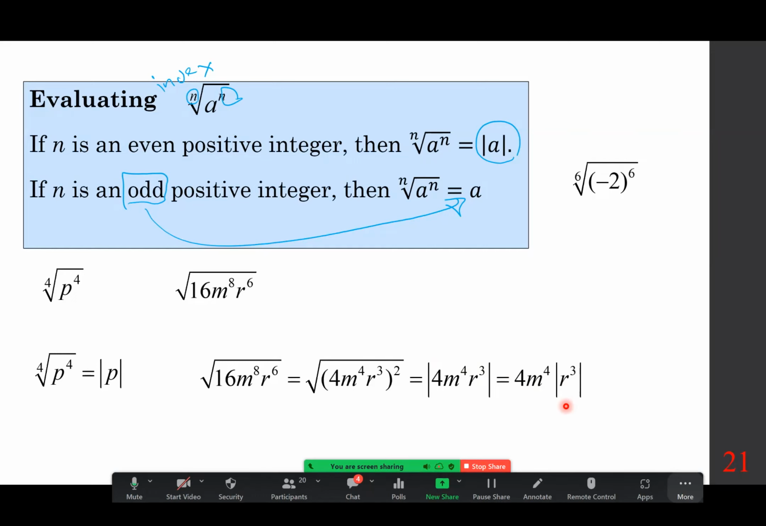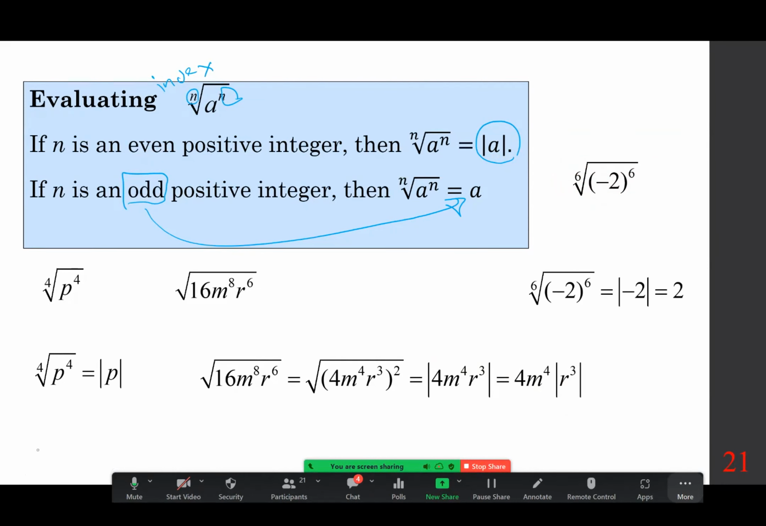Now, here's the interesting thing. If we don't pay attention to this, we may think these two are the same, the index and the exponent. Therefore, this is negative 2. But that's not the case. It's equal to the absolute value of that. Why is that? Because the index is even. Pay attention to the fact that the index is even. The absolute value of negative 2 makes it positive 2. Why is that? Order of operations.